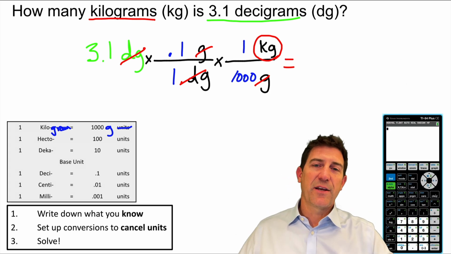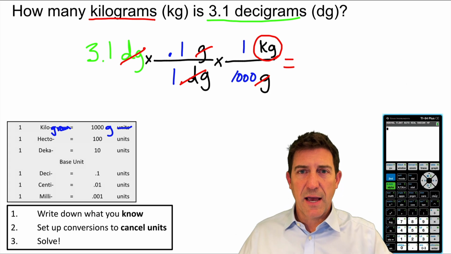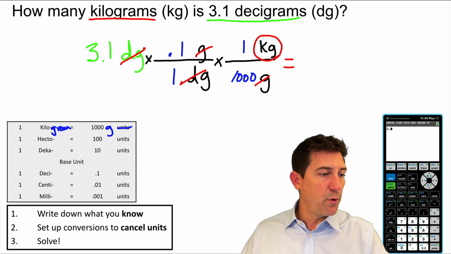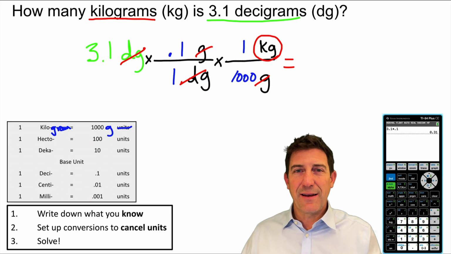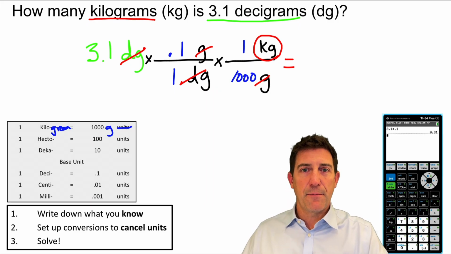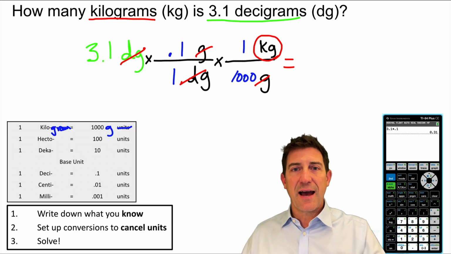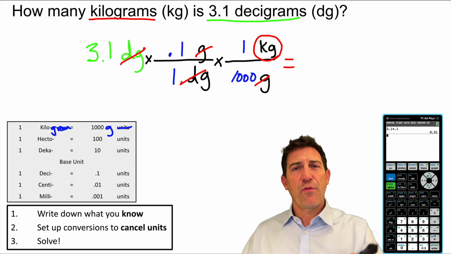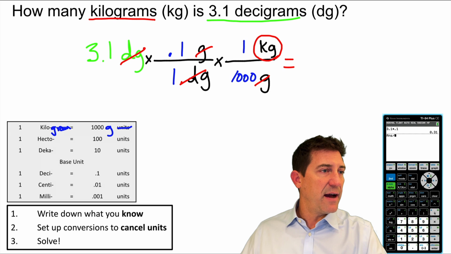Let's plug it into the calculator just so we have some practice calculating things. I'm going to take the first part of the problem, which is 3.1. I'm going to times that by 0.1. I'm going to hit enter because I'm not using any parentheses or anything, which means I now have an answer for the first part of that problem. Calculator saves the answer, and I'm going to take that whole thing times 1, but I don't need to times it by 1 because that'd be the same. I'm going to take that whole thing divided by 1,000.